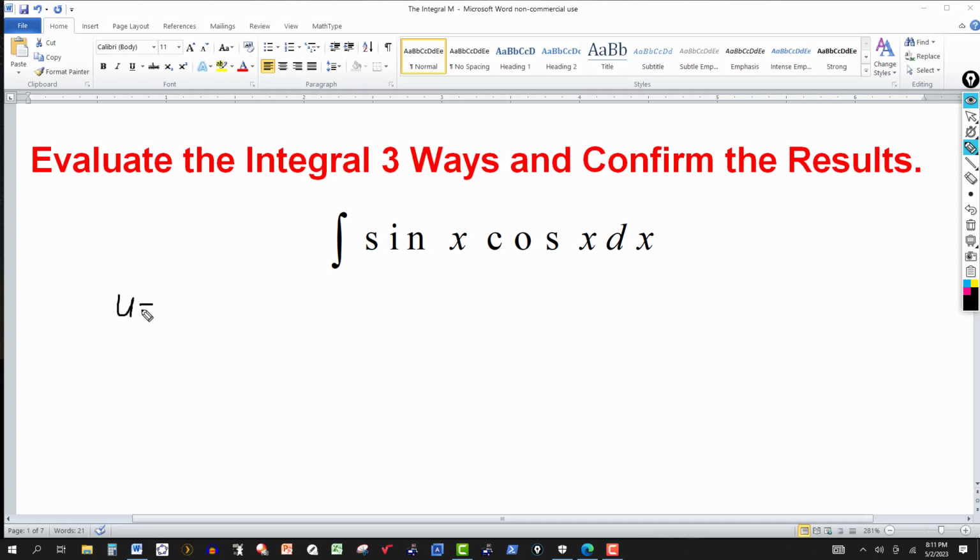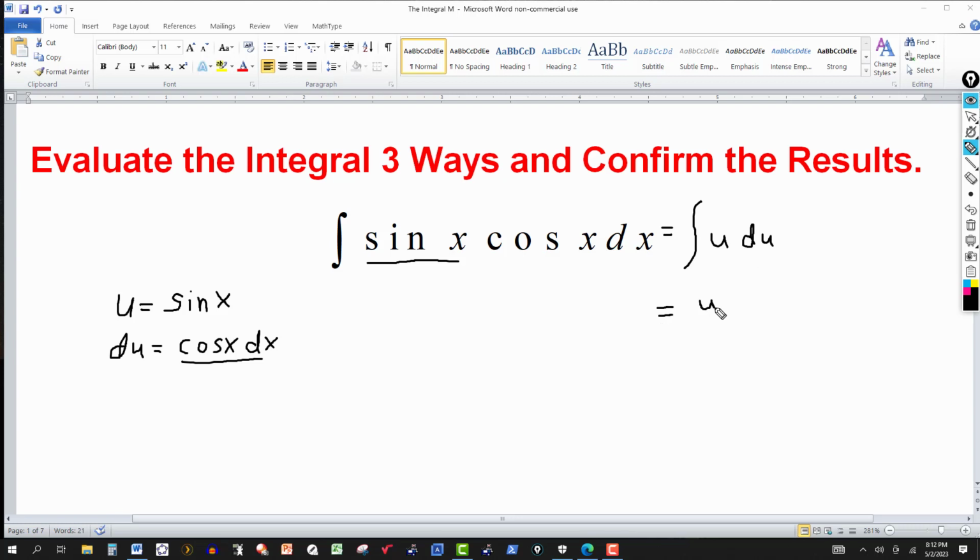So I'm going to let u equal the sine of x. Then du equals the derivative of sine, which is cosine of x dx. Now we convert this integral to the variable u, from x to u. So sine of x can be replaced by u, and cosine x dx can be replaced by du. Very basic integration with respect to u.